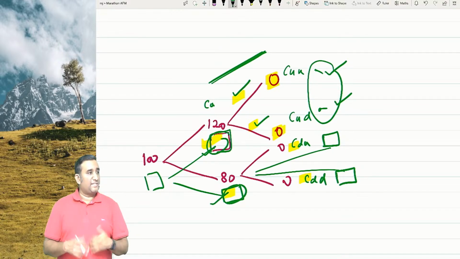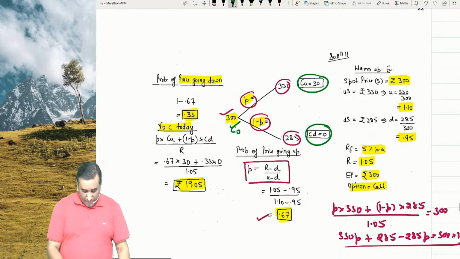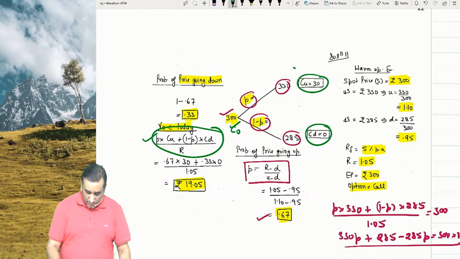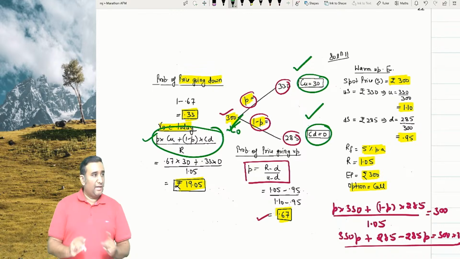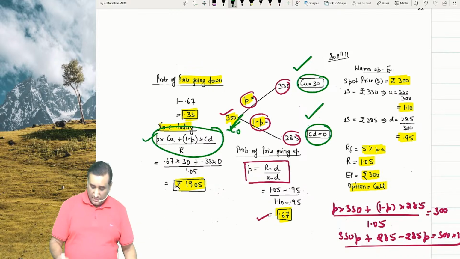So in two-step, basically the same exercise is done 3 times. What you are doing in one step is only multiplying P into CU plus 1 minus P into CD, divided by R, and this directly comes from this level to the 0 period. In two steps, it will come back by one period and one period.